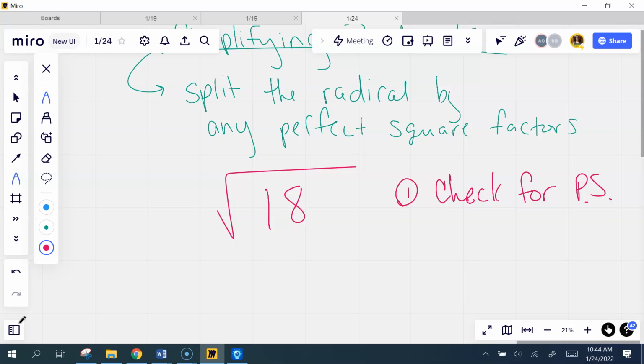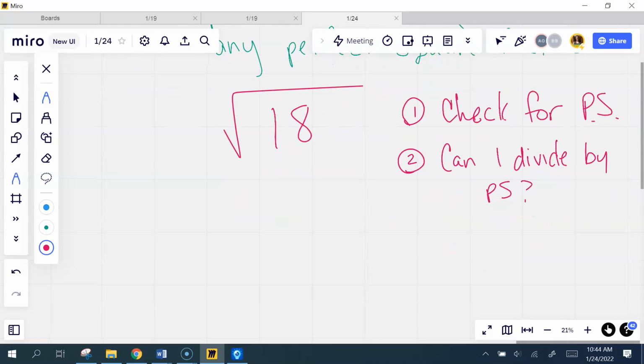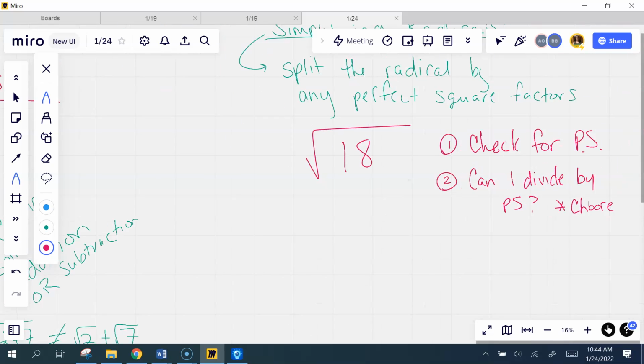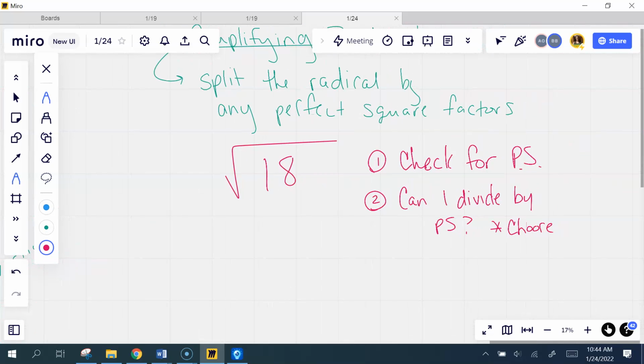If it's not a perfect square, the next thing I want to do is look to see, can I divide by a perfect square? And I'm going to put a little note here. Choose the biggest possible.